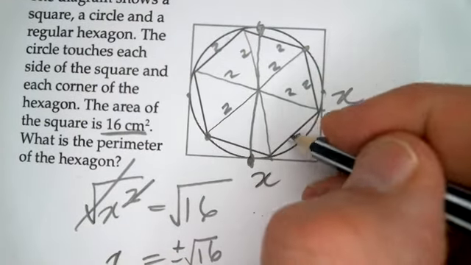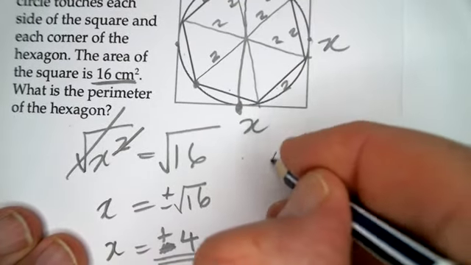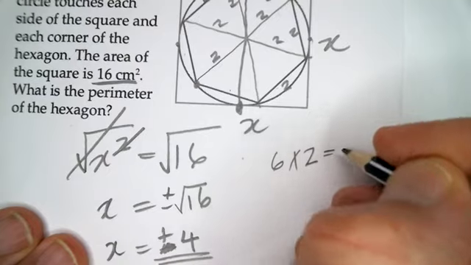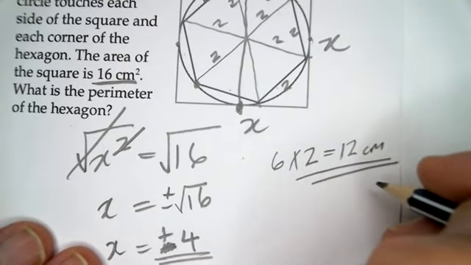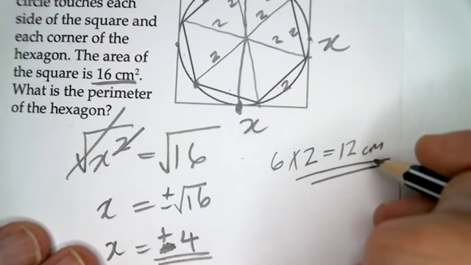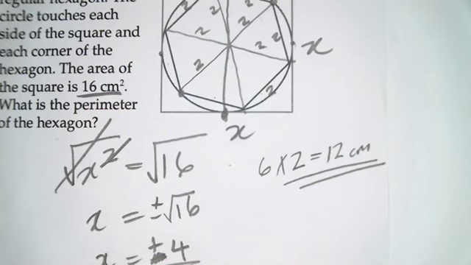So the sides are 2, 4, 6, 8, 10, 12. So the sides are 6 lots of 2, which is going to be 12 space centimeters. So the perimeter of the hexagon is equal to 12 centimeters. And that's how we find our answer.